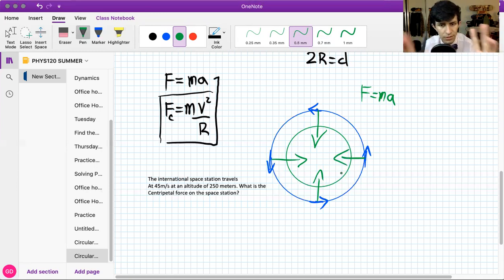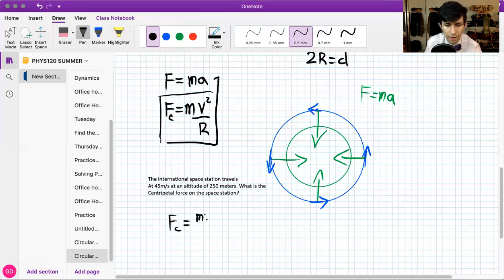Okay. So there's a few things we need to cover. Let's write the equation down. Centripetal force is equal to mass times v squared over r. When you read this problem and you see altitude, 250 meters, that is the distance from the ground on Earth up into space. So from here to here, that is the altitude, 250. We're assuming that, because that's not true, but for the sake of this example.